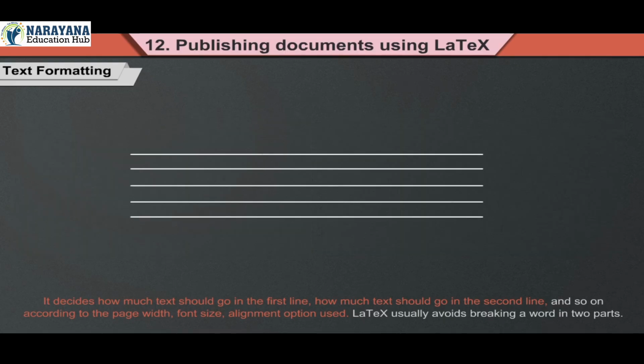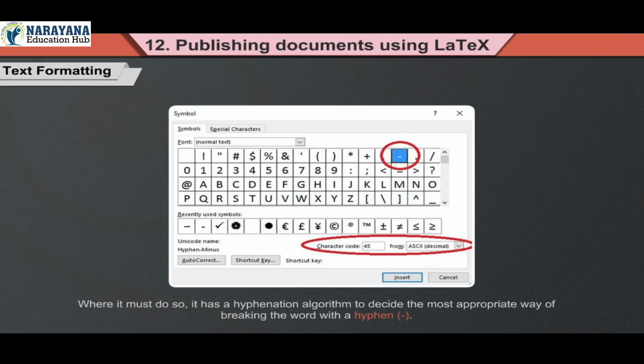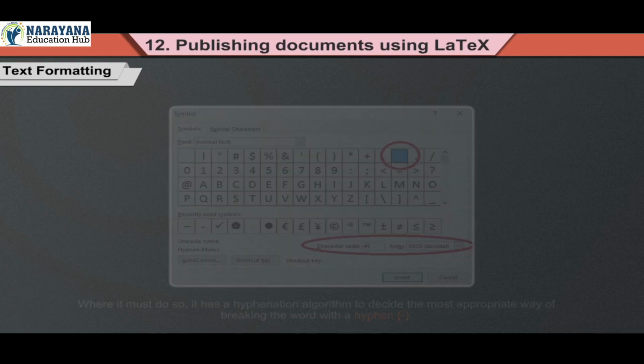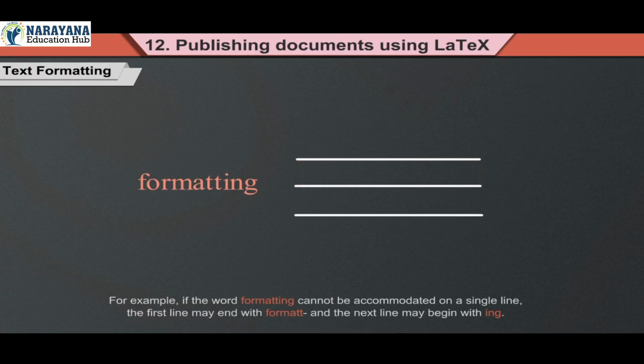LaTeX usually avoids breaking a word in two parts. Where it must do so, it has a hyphenation algorithm to decide the most appropriate way of breaking the word with a hyphen. For example, if the word formatting cannot be accommodated on a single line, the first line may end with format and the next line may begin with ing.